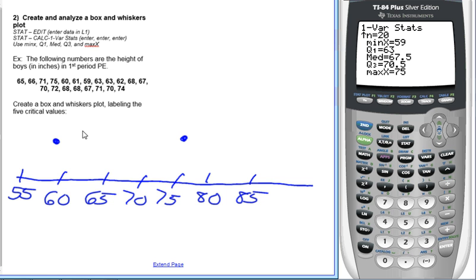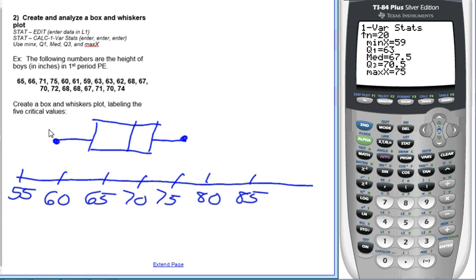My Q1 is 63. I'm going to draw a little bit of a line there. My median is 67.5. That's about right there, another line. And my Q3 is 70.5. That's about right there. So that's my box. And then my max and min are my whiskers. So I'm going to draw a line connecting.